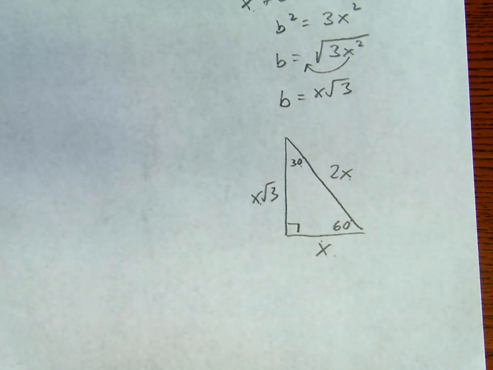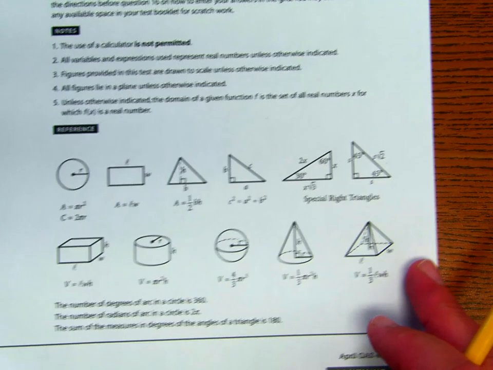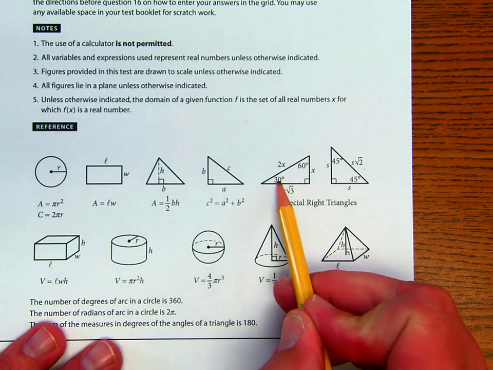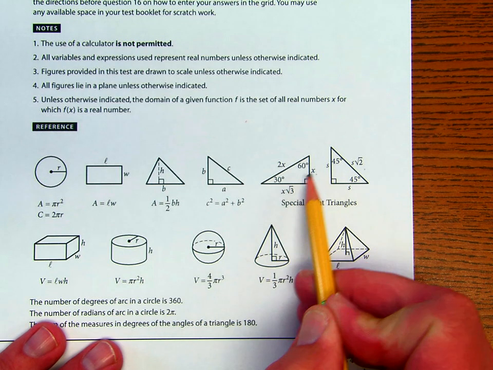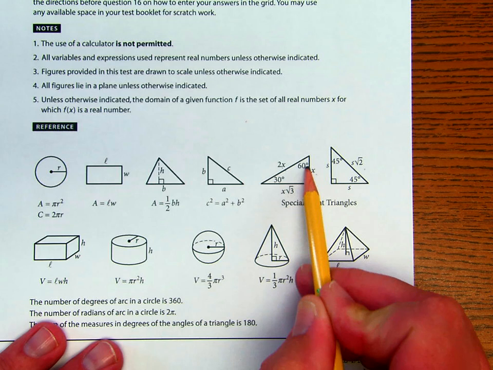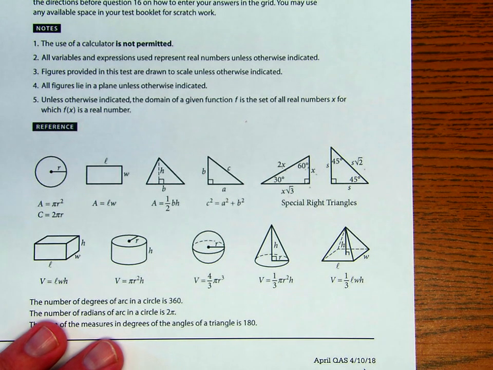So as it appears in terms of orientation on the SAT formula page, you see the side across from the 30 is your x, the hypotenuse is the 2x, and the side across from the 60 is the x root 3.